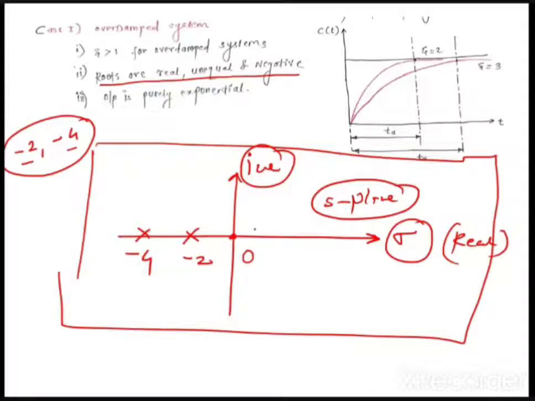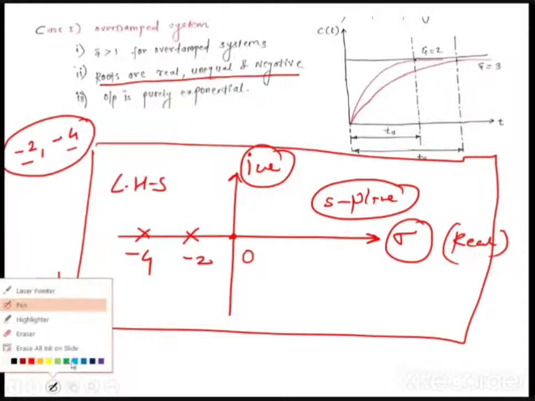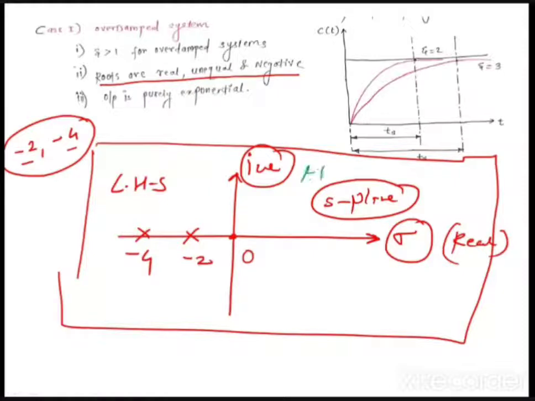Okay. Now you can say that this is called the left hand side of the S plane. I will change the color for you. This is called the right hand side of the S plane. Now what I mean to say is that whenever the roots are located on the left hand side of the S plane and they are away from the imaginary axis, the system is called an absolutely stable system.